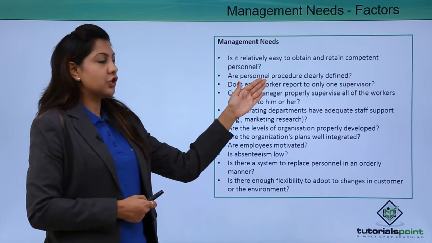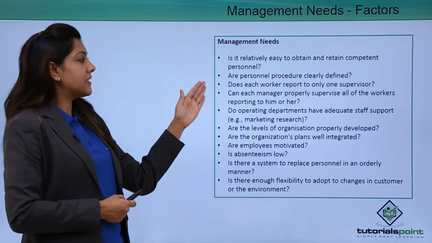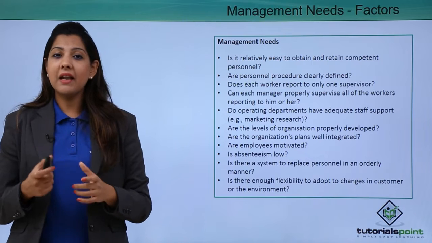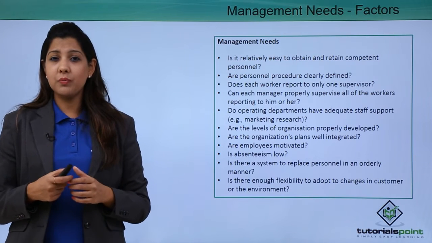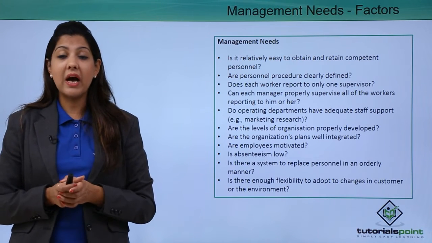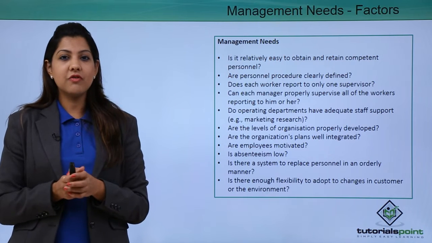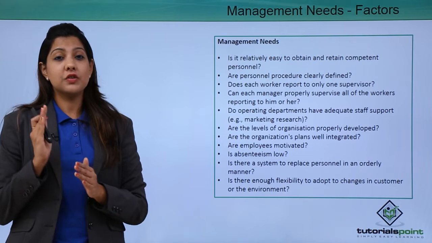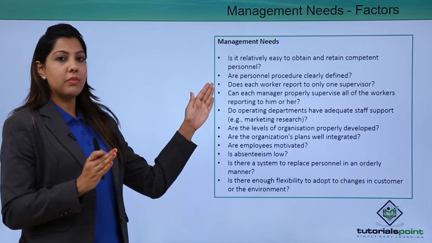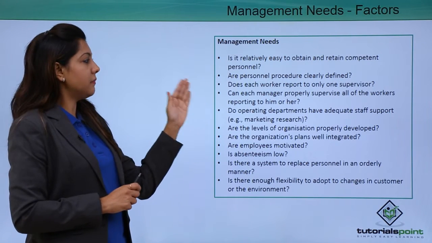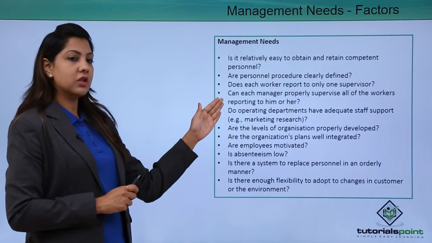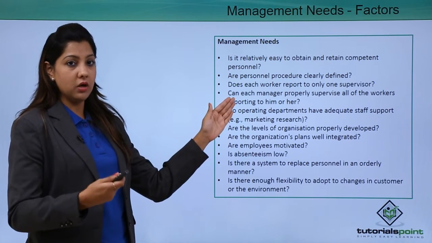Are personnel procedures clearly defined? Does each worker report only to one supervisor? Because there can be one person who is reporting into 2 or 3 different people. Now, it can get very challenging for that one poor staff member who has 3 reporting authorities. So you need to ensure that each member reports into only one supervisor. Can each manager properly supervise all the workers who are reporting under him or her?